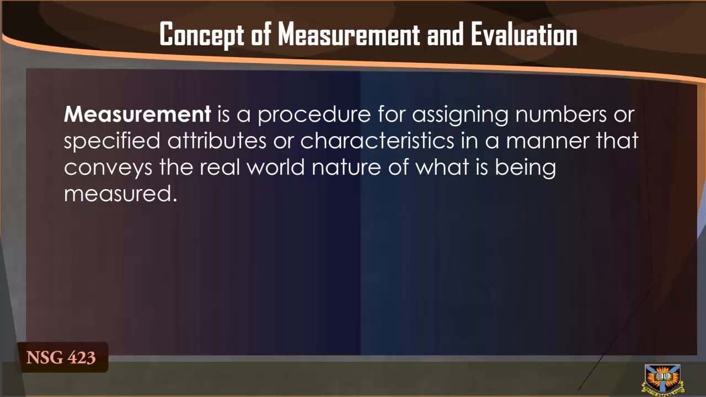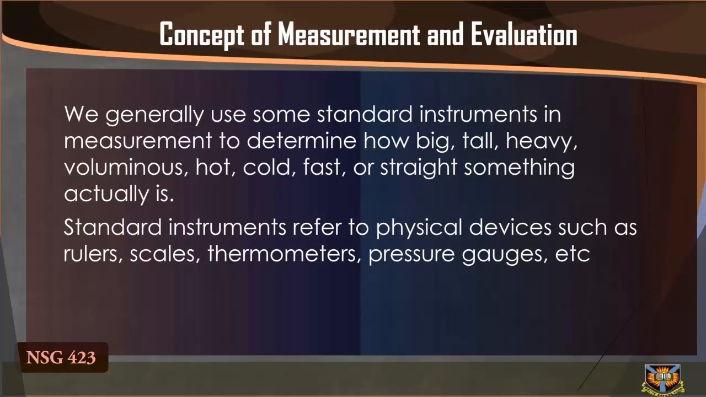Concept of measurement and evaluation. Measurement is a procedure for assigning numbers or specified attributes or characteristics in a manner that conveys the real-world nature of what is being measured. It refers to the process by which the attributes or dimensions of some physical object are determined. When we measure, we generally use some standard instruments to determine how big, tall, heavy, voluminous, hot, cold, fast, or straight something actually is. Standard instruments refer to physical devices such as rulers, scales, thermometers, pressure gauges, etc.